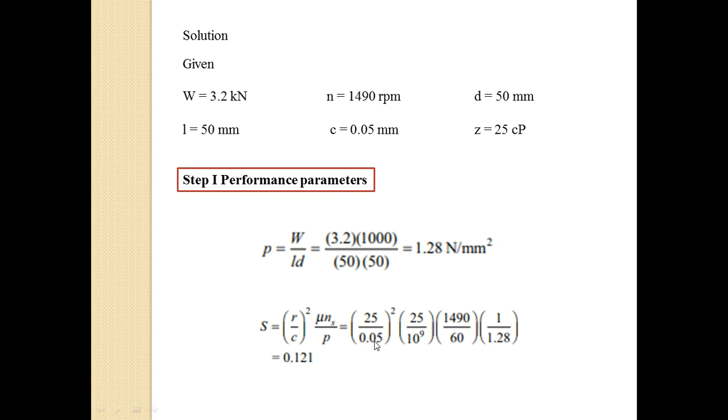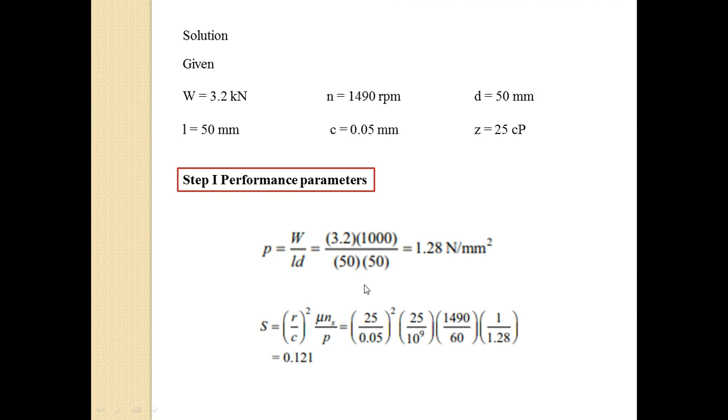Okay, so what is the value of Z? That is 25 into 10 raised to minus 9. If we take this in the denominator, minus 9 becomes plus 9. So see here, this is 25 divided by 10 raised to 9. This is nothing but the value of Z, or we can say the value of mu. Here Z or mu, both terms are the same. So mu is equal to 25 into 10 raised to minus 9, written as 25 divided by 10 raised to 9.